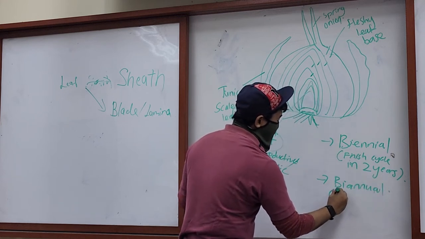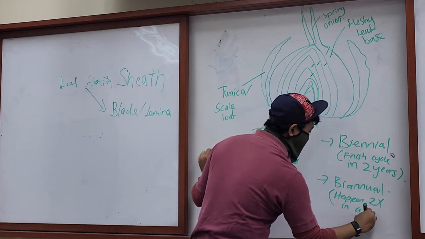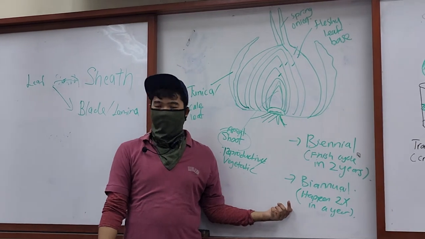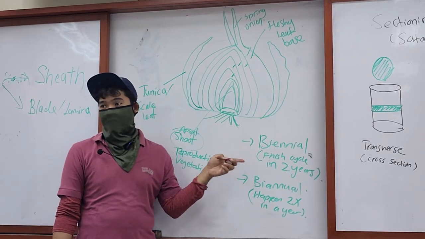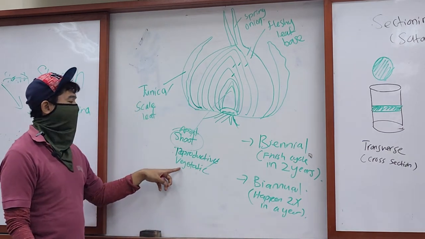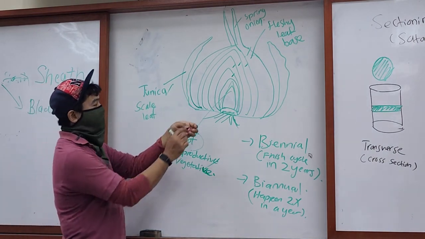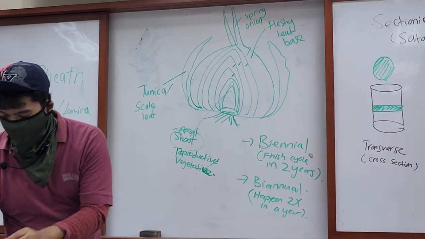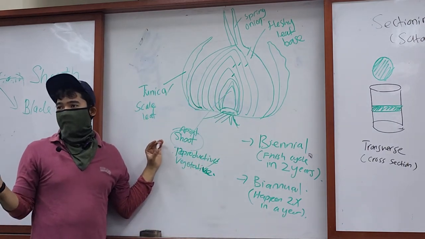Biannual means happening 2 times in a year. For example, rice cultivation in Malaysia is biannual cultivation. But for onion, the life cycle requires 2 years. The first year is vegetative. The second year is reproductive. So the structure that you see right in the middle here can be reproductive or it can be vegetative. Nobody knows.